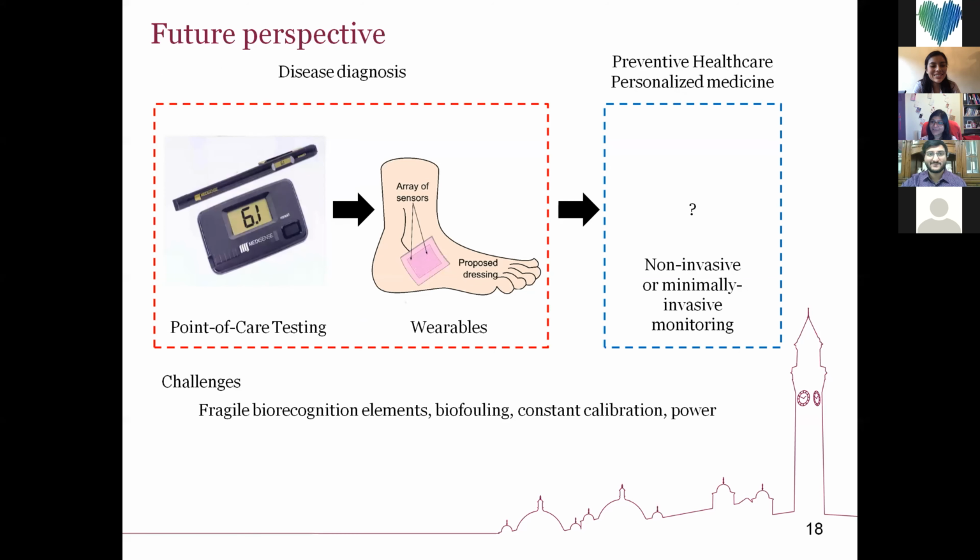But there are several challenges. So for example, the biorecognition elements are fragile. So how can we increase the shelf life of these sensors? How can we make them work over long periods of time? Biofouling is another important challenge. Many of these sensors require constant calibration, and this is not ideal if you would like to have wearable sensors. And how do we power them? Do we have integrated power sources or some kind of external power sources?